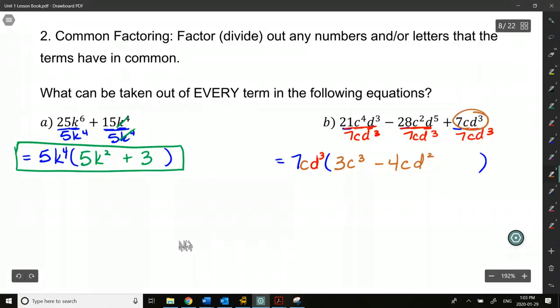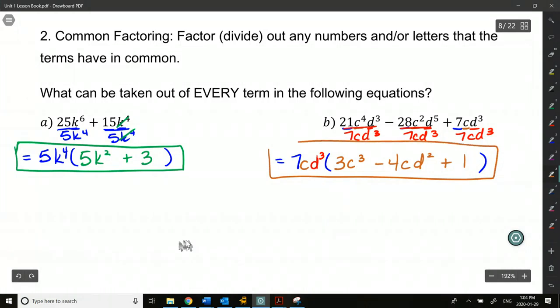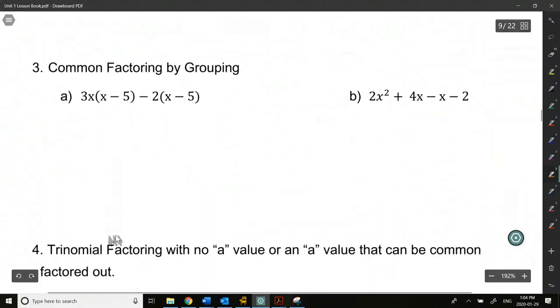And what's 7cd cubed divided by itself? 1. Good. I didn't hear any zeros that time, so that was good. Usually I hear that the last term is now 0. Did you? Yeah. I didn't hear them at least, so you're safe. Okay, any questions on those two? Okay, let's move forward. Uh-oh.